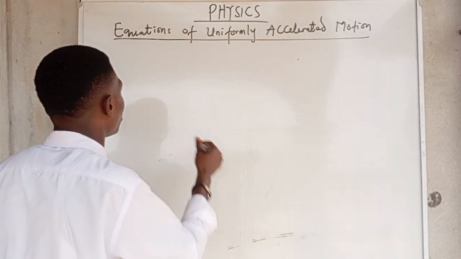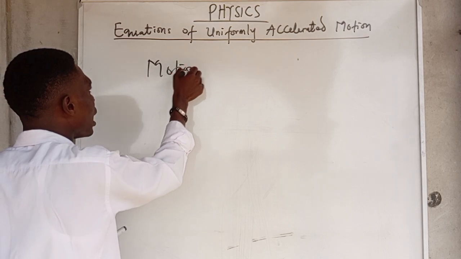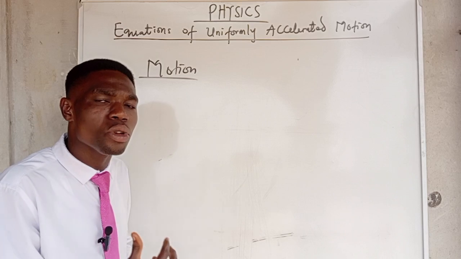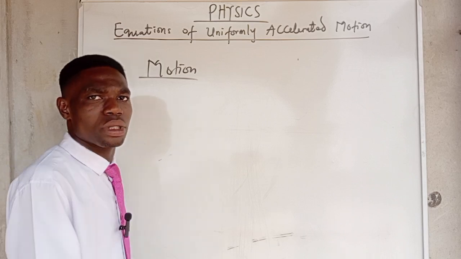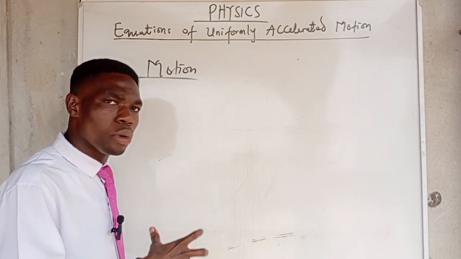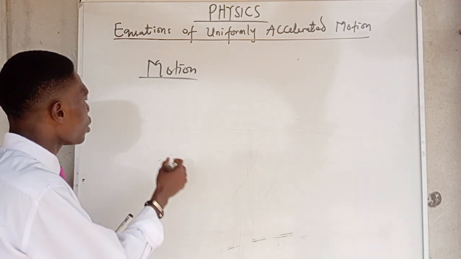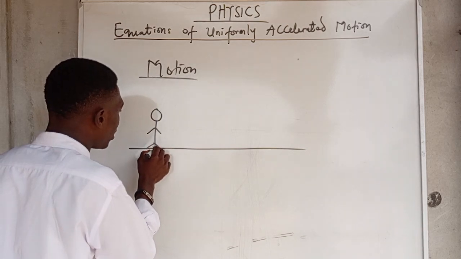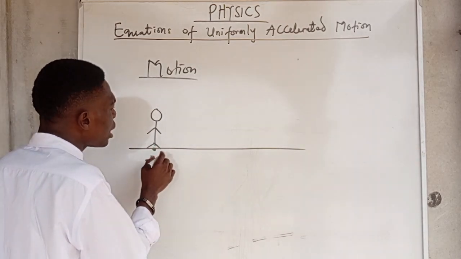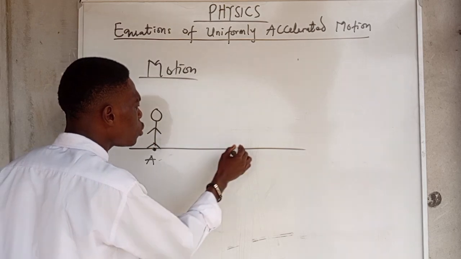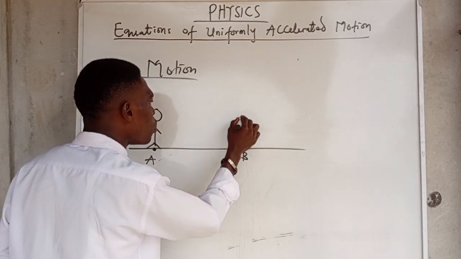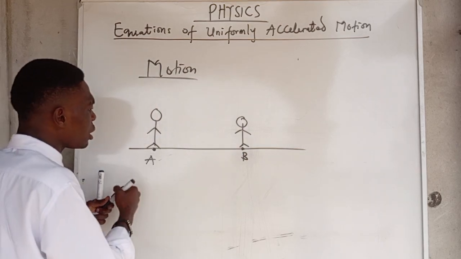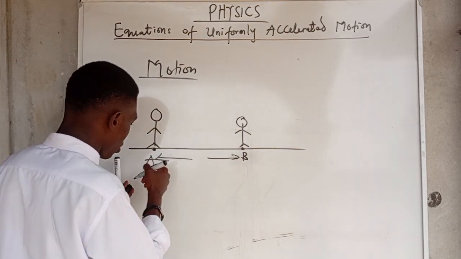The first is motion. So the question is, what is motion? Motion is the change of the position of a body with respect to time. That is motion. So if you have a body, let's say a boy at this point A, if he changes his position from this point to this point, then we can say that this body has undergone motion because he has changed his position with time.